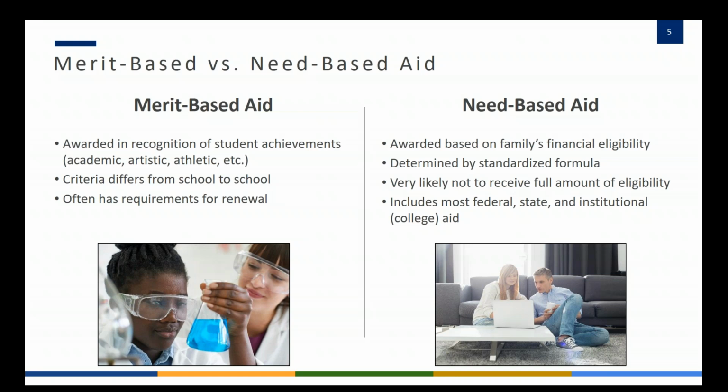Colleges may have their own formulas that they use to determine their own institutional aid. They may have families fill out the CSS profile on top of that FAFSA form. But most of the aid that's given out nationwide is based on a financial need-based formula.